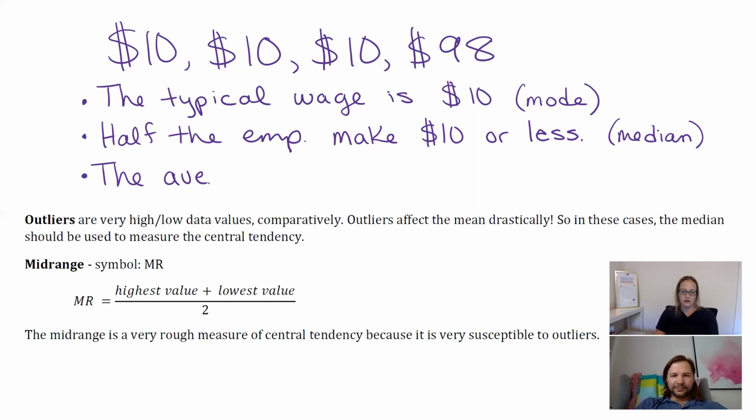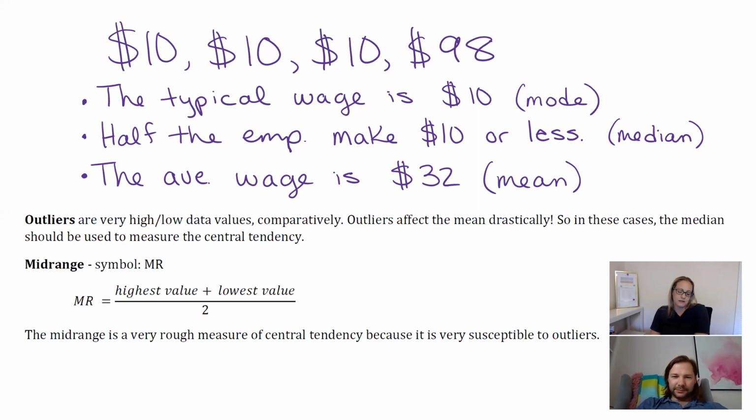And then how about the last one? It says the average wage is $32 an hour. So that would be the mean, where you added up all of them and divided by 4. Yeah, exactly. If you add those up and divide by 4, you get 32. So that would be the mean wage.